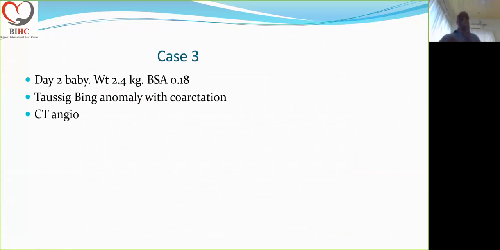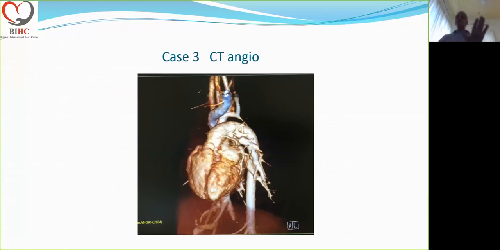Case 3 is where the coarctation was the tip of the iceberg. Day 2 baby, weight 2.4 kg. This baby has a Taussig-Bing anomaly with coarctation, and look at the CT angio of this baby. The intracardiac lesion is Taussig-Bing anomaly. The CT angio shows that the transverse arch is sort of okay, but the actual isthmus is atretic. There is only a fibrous continuity.